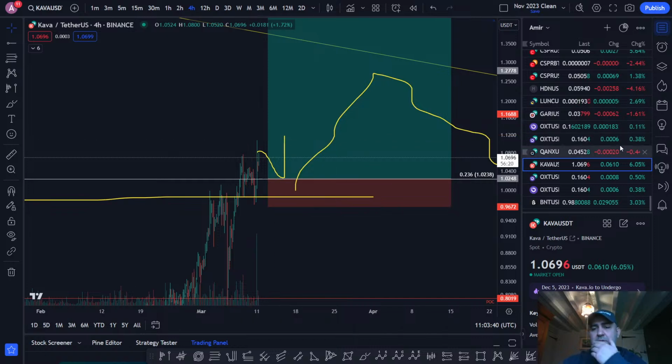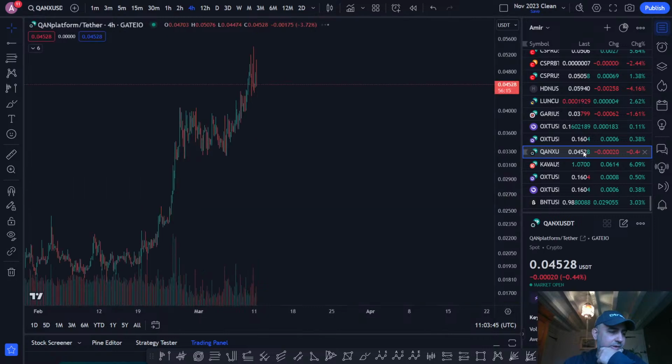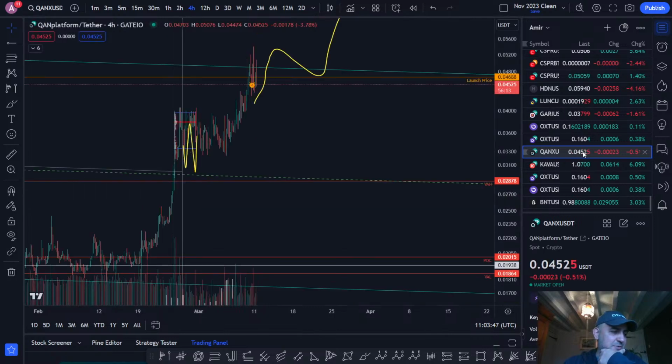QANX. QANX and XRP. Enable your super chart option. What does that do? Super chart.